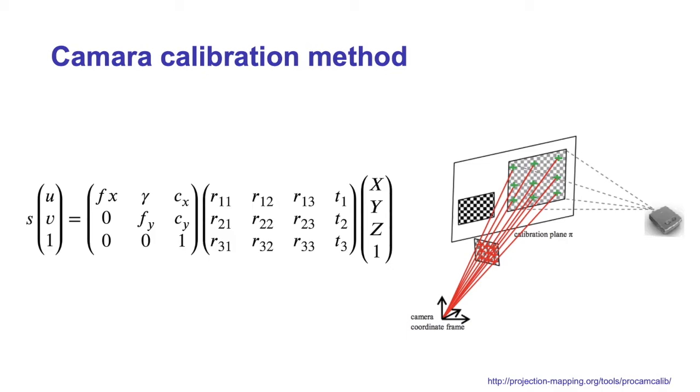equation presented here. In this equation, S is the scaling factor, Fx and Fy are the horizontal and vertical focal lengths expressed in pixels, Cx and Cy are the coordinates of a principal point, usually at the center, and gamma is a skew factor. The extrinsic parameters r and t represent a rigid rotation and translation transformation from the 3D world coordinate to the camera coordinate system.